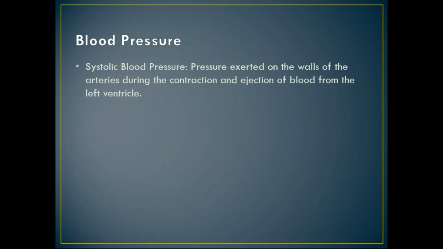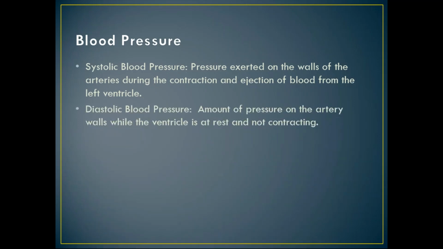Next, when we have blood pressure, systolic blood pressure is going to be pressure exerted on the walls of the arteries during that contraction and ejection of blood from that left ventricle. So that's going to be our afterload of that patient's blood volume when it is leaving that patient's heart. Our diastolic blood pressure is going to be the amount of pressure on the artery walls while the ventricle is at rest and not contracting. So it's kind of like our preload with that blood volume coming back into the system.